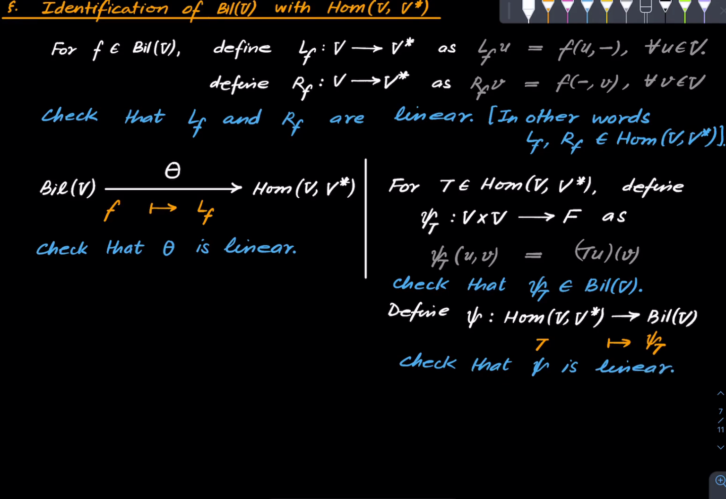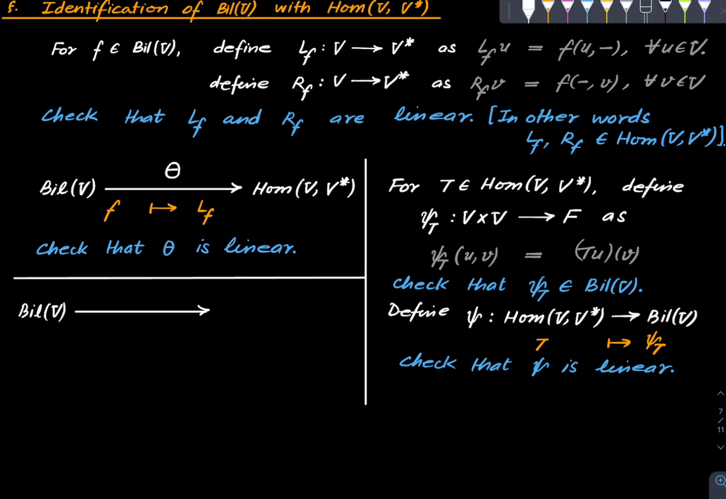I hope you're not overwhelmed by this, because it may seem like a lot, but it is not all that heavy. Okay, so with all this in hand, now we can do something very interesting. So we have a map from the space of bilinear forms to hom(V, V star), and then a map from hom(V, V star) to, again, the space of bilinear forms. This is big theta, and this is capital psi.